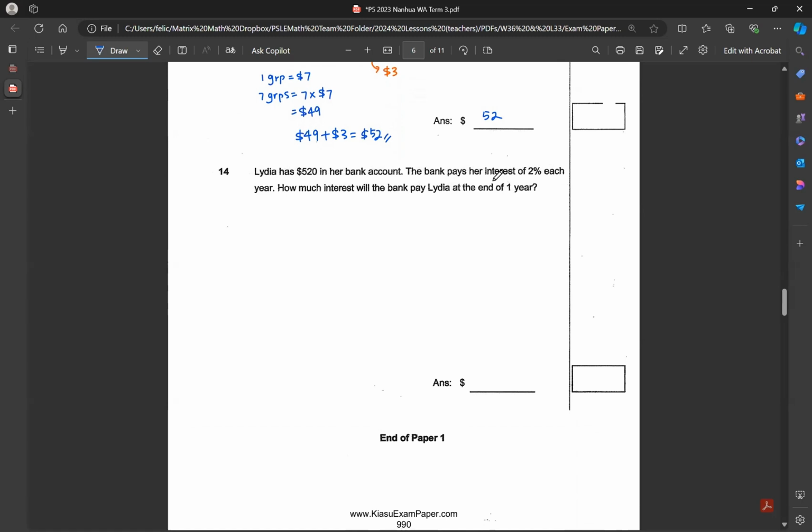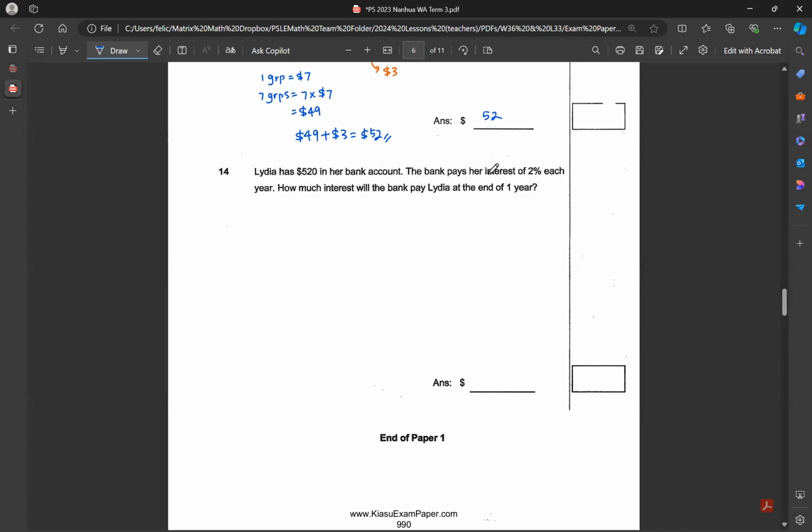All right, so interest basically is like free money that the bank gives you. If you put some money at the start of the year in your bank account, and then let's say you never withdraw any money, at the end of 1 year you go and check your account, you realize that it's slightly more than your $520. And that's because the bank pays you this interest.